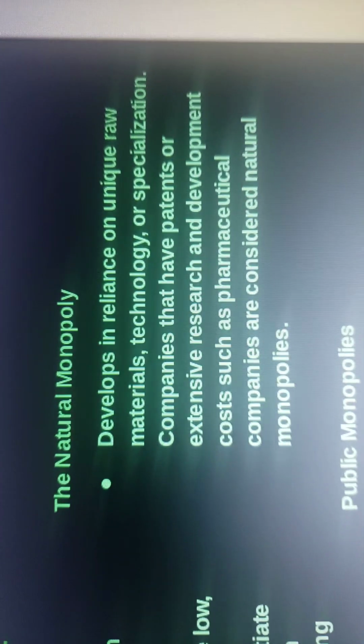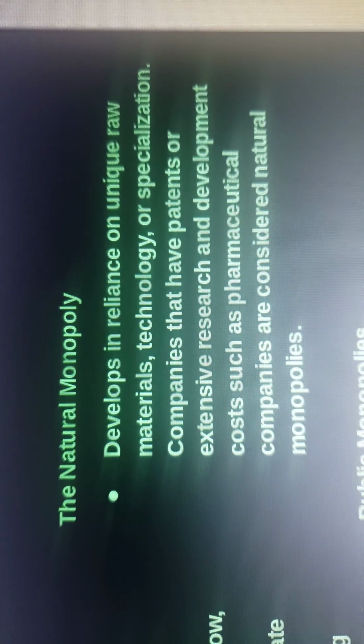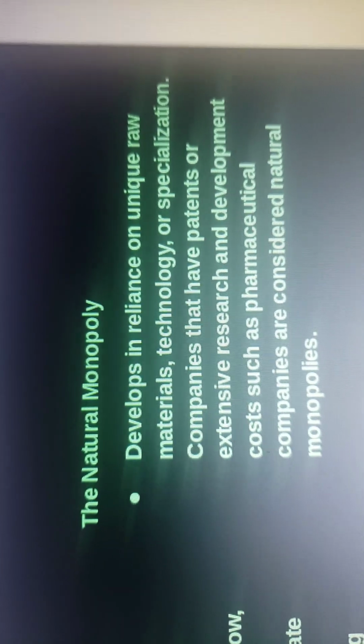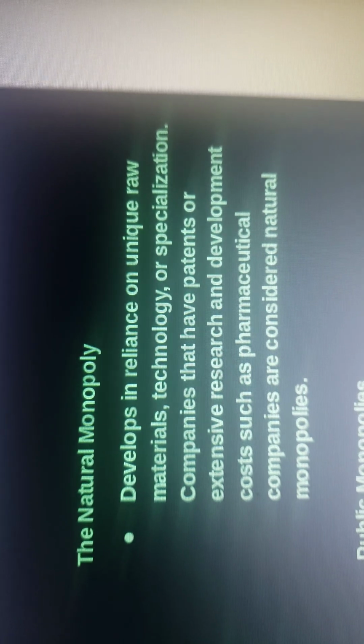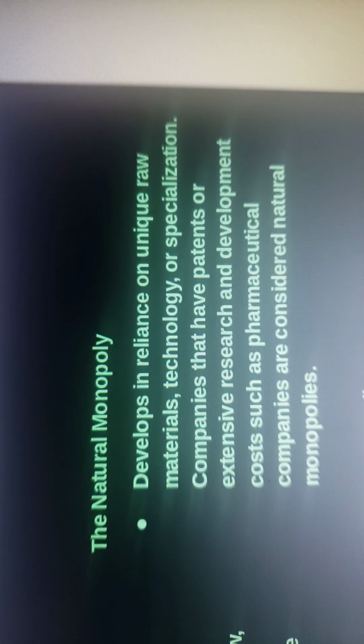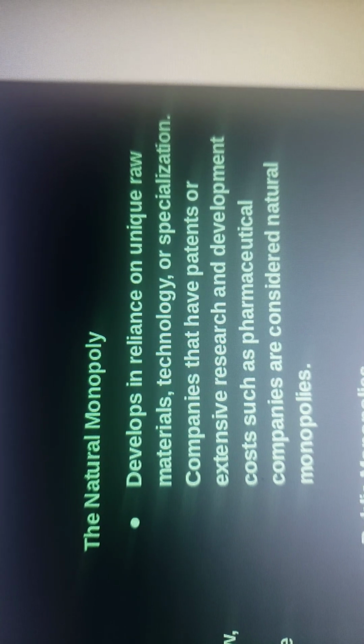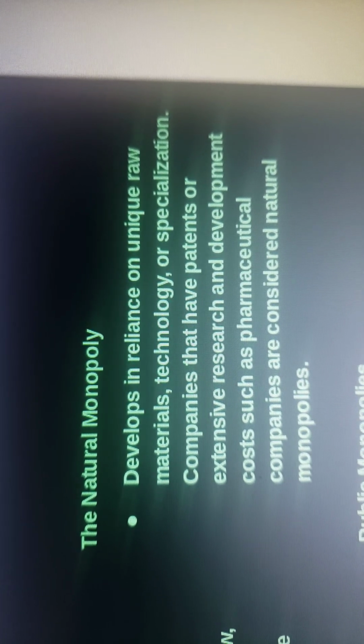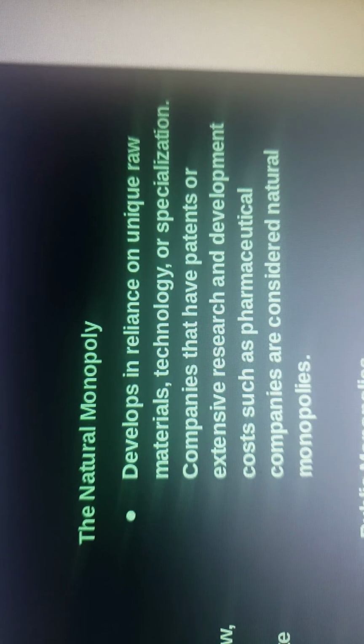Then we have the natural monopoly, which basically develops in reliance on unique raw materials, technology, or specialization. Companies that have patents or extensive research and development costs, such as pharmaceutical companies, are considered natural monopolies.